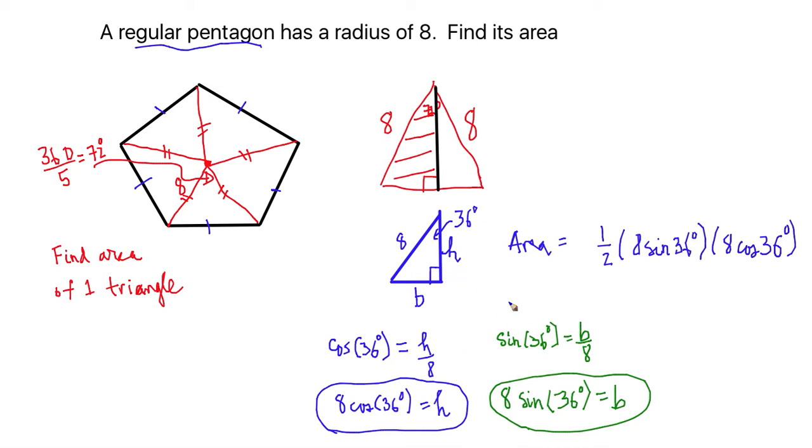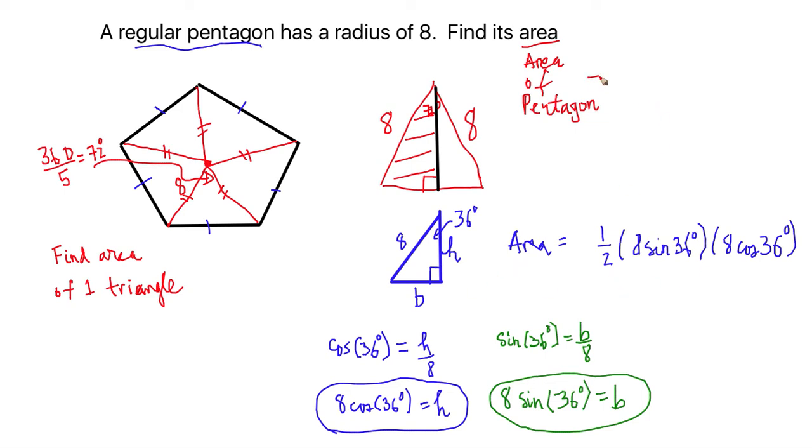Well, what about the area of the entire pentagon? Well, remember that the pentagon is 10 times the size of one of these right triangles. So all we have to do is multiply this entire expression by 10. So let's go back to the original problem. The area of the pentagon is 10 times the area of this triangle here.